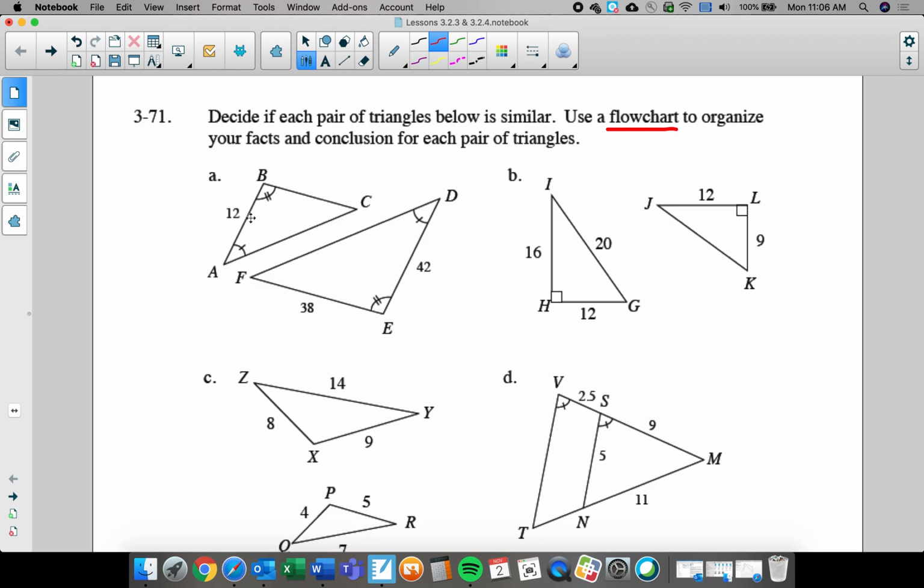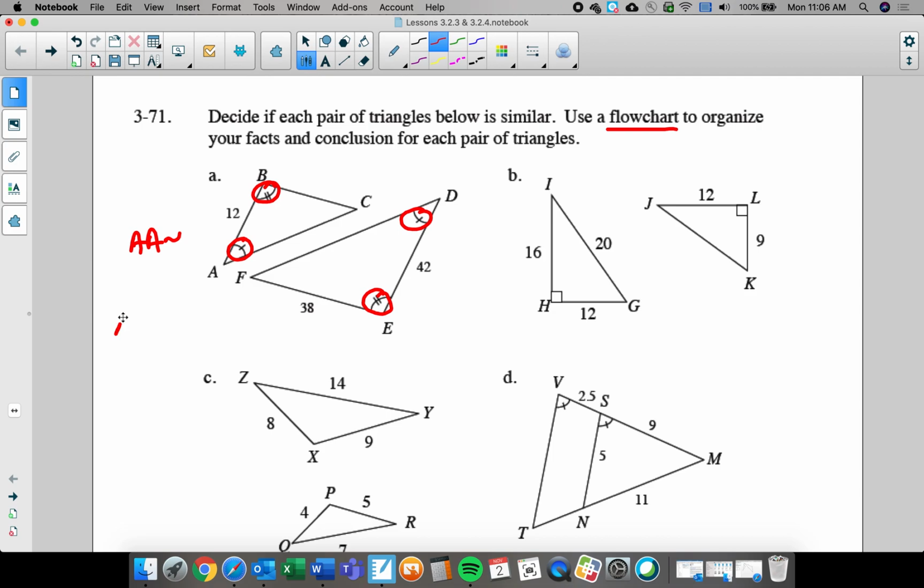So for example, in part A, we're looking at these two. Remember, what we're looking for in this case is either angle-angle similarity or side-angle-side similarity. In this one, we have one set of congruent angles, and here we have a second set of congruent angles. Therefore, I know that those two triangles are similar because of angle-angle similarity.